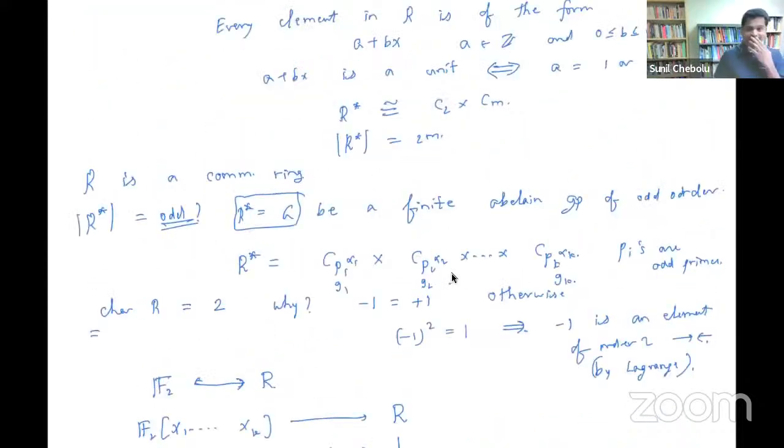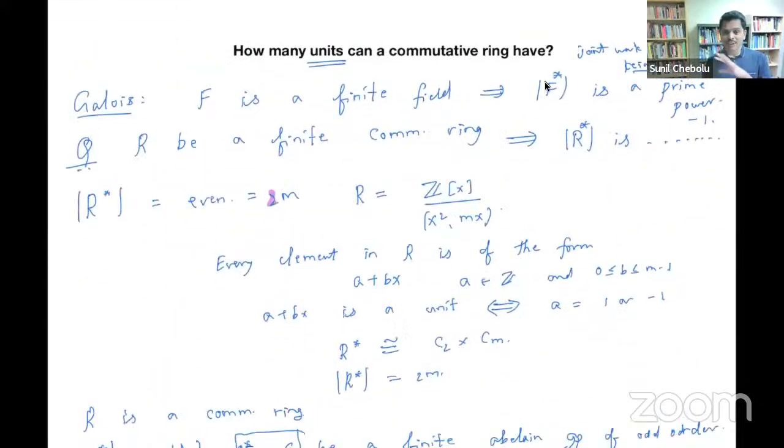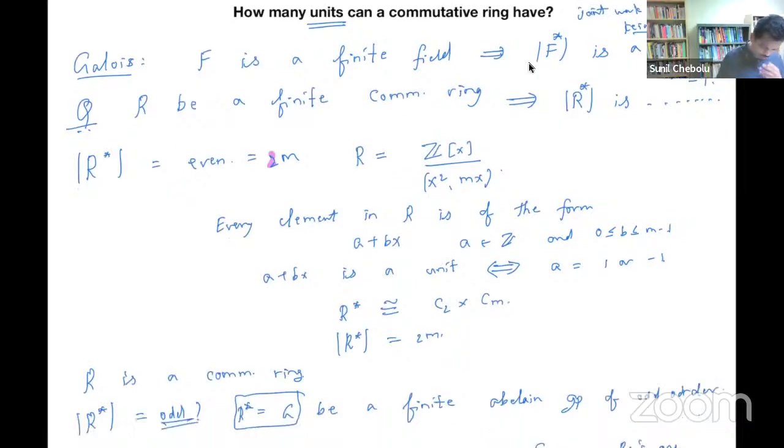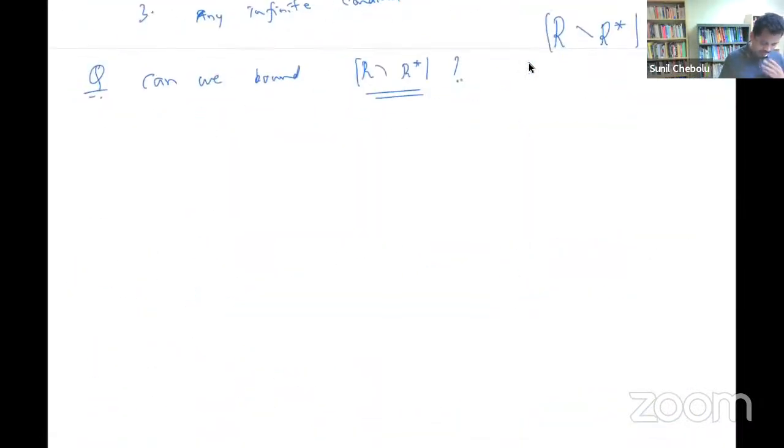So at this point, I gave a complete answer with full solution to the question: how many units can a commutative ring have? So we answered this question. So at this point, I can say my talk is over. But as I said, this was an offshoot of a bigger line of research, which is what I want to talk about next. And that is Fuchs' problem.